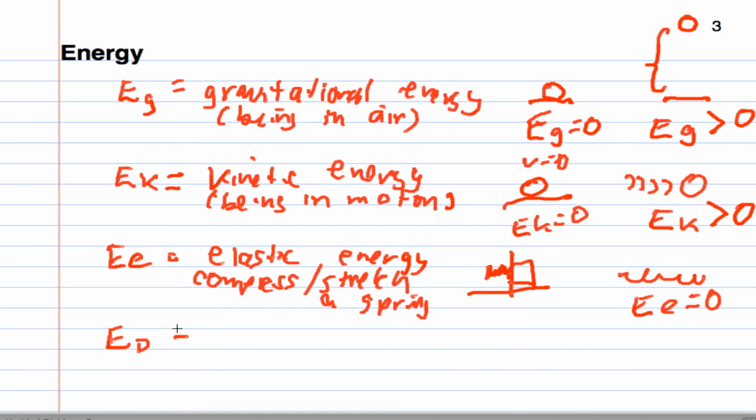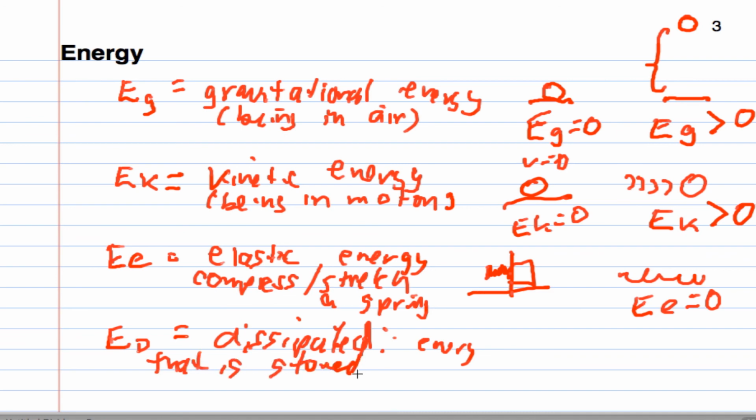And finally, we have what's called dissipated energy. Dissipated energy is basically energy that is stored in heat or friction. And we'll see how that works in a second. So those are the four types of energy: gravitational, kinetic, elastic, and dissipated. This one's a little tricky, but we're going to explain it a little bit in a second.